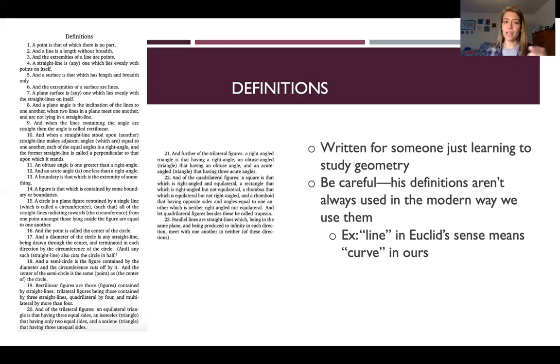Also, I always find it funny that definition 1 is of a point, and it just says a point is that of which there is no part. So it's just saying a point is nothing, which is kind of funny, since we use points a lot in the rest of his postulates. So I think that's kind of an interesting thing to point out.